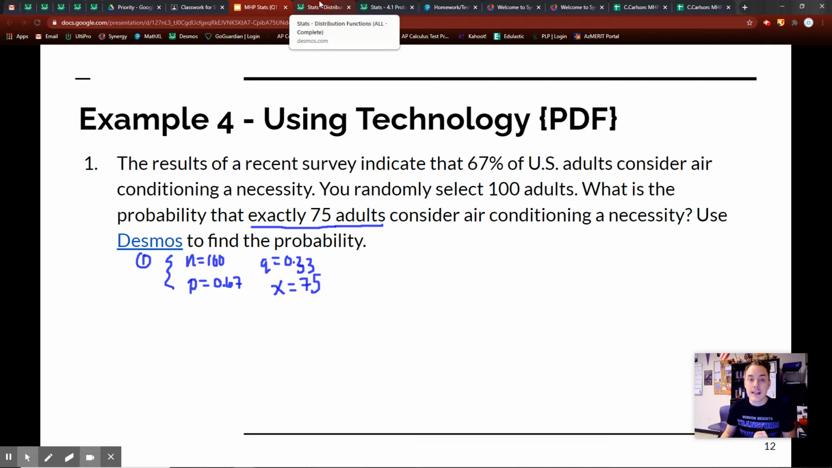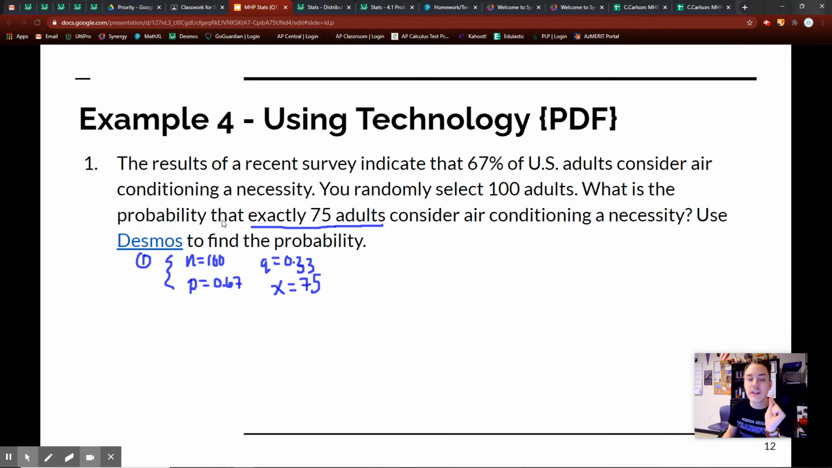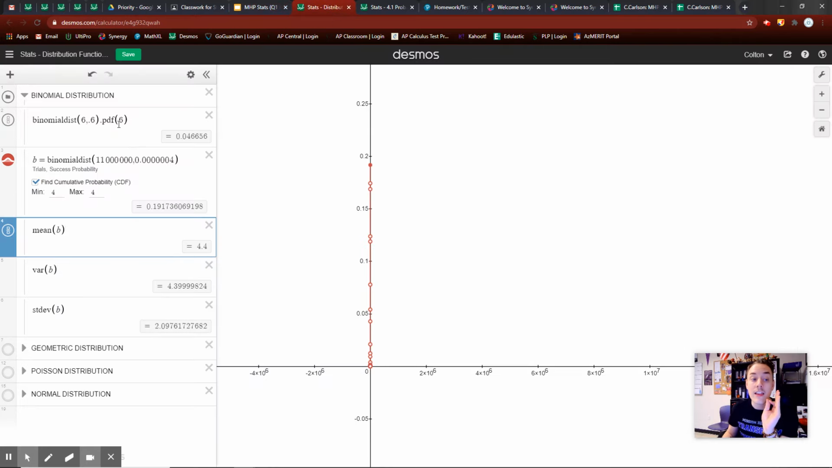What does that mean? That means when there's exactly one thing that you're interested in, when it says exactly something, exactly 75, exactly 3, exactly 2, whatever, you are going to be using what we call the PDF function right here. That's what you're going to be using. So, what is that?